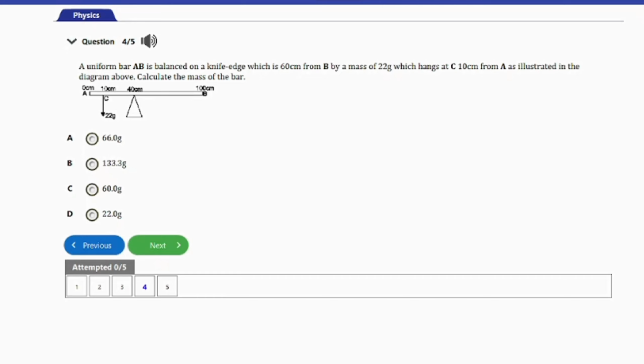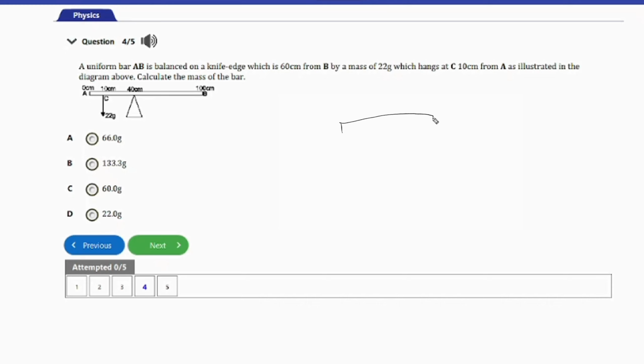So guys, the next question here is question number 4. It says, a uniform bar AB is balanced on a knife edge which is 60 cm from B by a mass of 22 grams, which hangs at C, 10 cm from A, as illustrated in the diagram above. Calculate the mass of the bar.